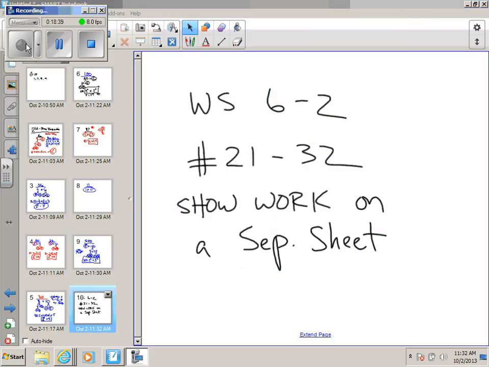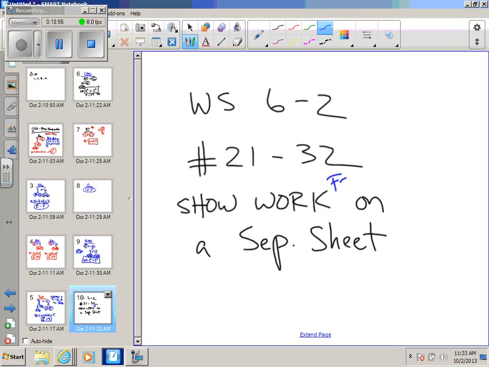Worksheet 6-2, the one I just handed. You're going to do numbers 21 to 32, the ones at the bottom. Find the prime factorization of each number. Now, your work in the form of the factor tree should be on a separate sheet that you have with the assignment when you present it tomorrow. Okay?